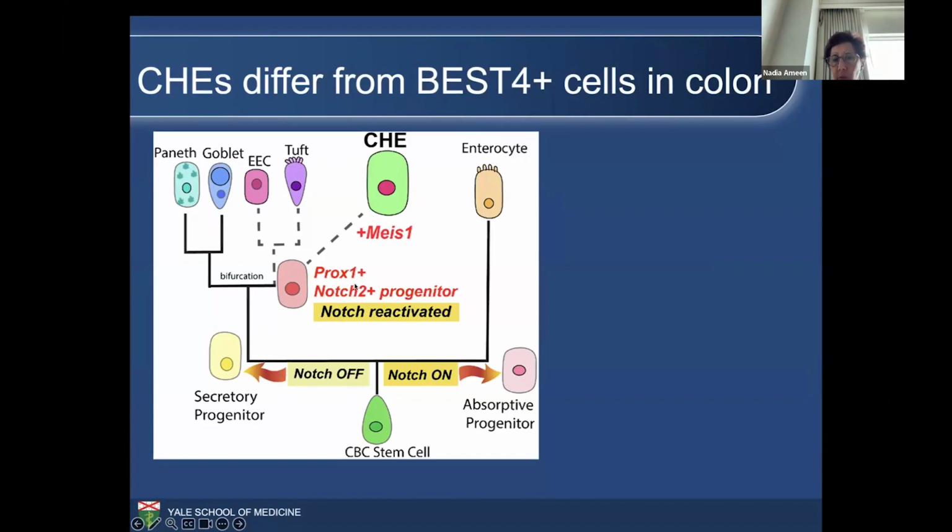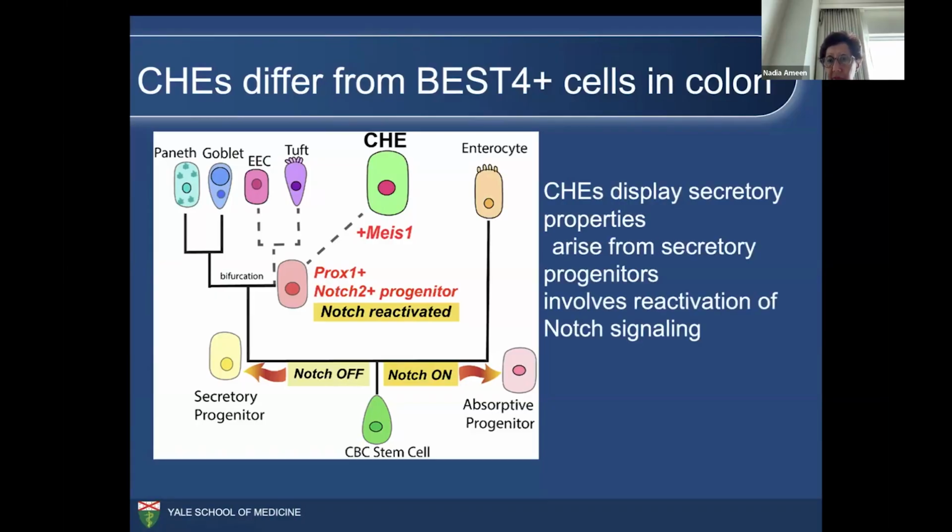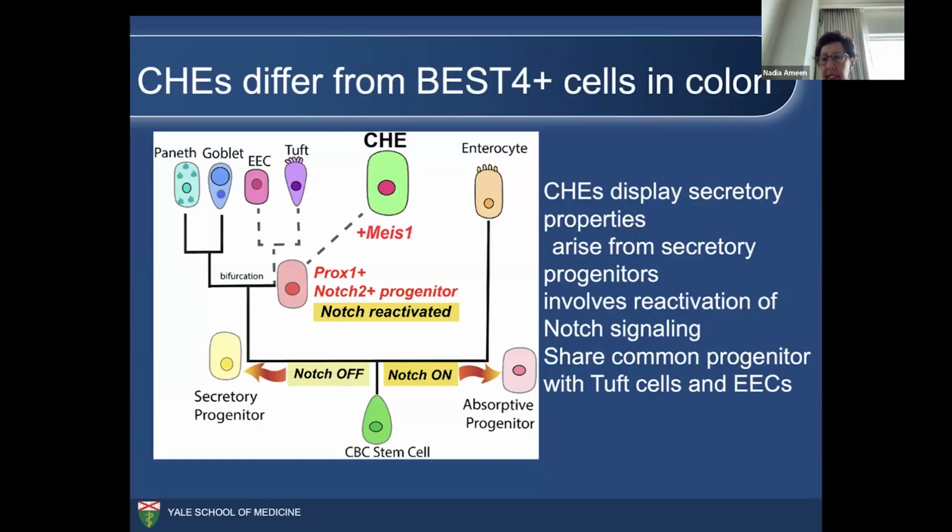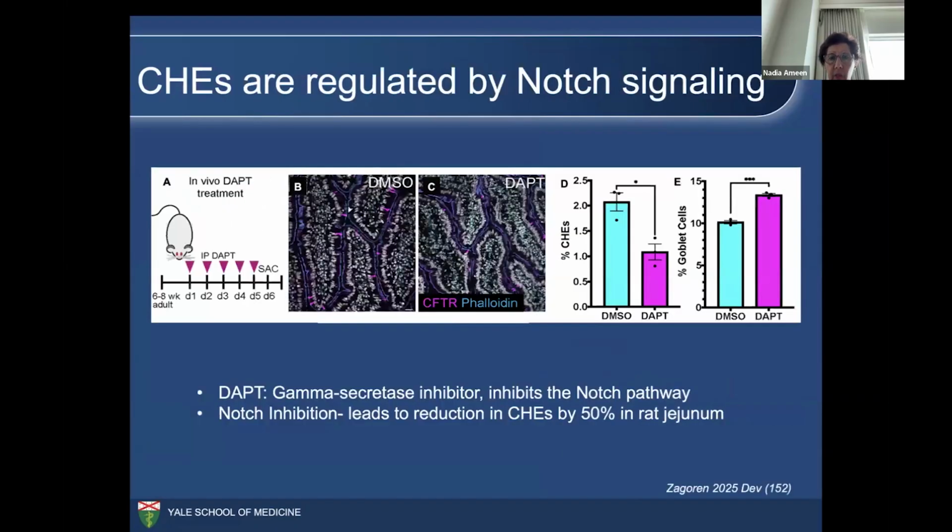And this progenitor is PROX1, which is a transcription factor, PROX1 positive and Notch2 positive. And this progenitor gives rise to a Chi cell, which is exclusively MEIS1 positive, which is a transcription factor. So these cells, the Chi cells, are derived from secretory progenitors. And as I show here, it involves reactivation of Notch signaling. And I'll show you some of the data that led to this schematic understanding. And there are some similarities to what has been found in terms of similar cells, the ionocyte in the airway.